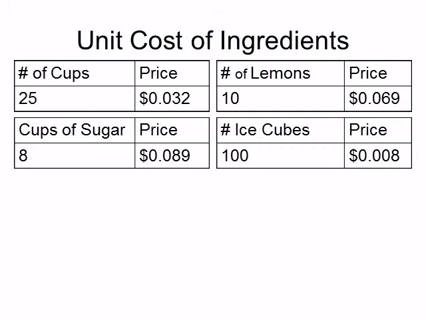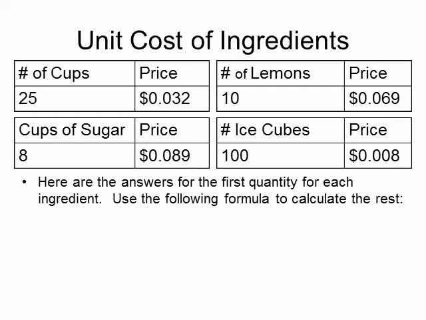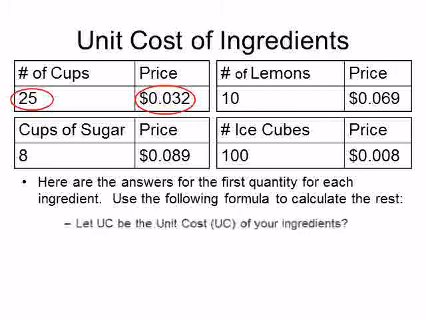Earlier, we were talking about calculating the unit cost of ingredients. Now, before, we said that for 25 cups, the cost was 80 cents. When we divide 80 cents by 25, we get 0.032 dollars, or about 3.2 cents per cup. We've also provided that for cups of sugar, ice cubes, and lemons for some of the items so that you can see how we came up with that. Did you get the same answers? If not, work through the math and see if you can adjust yours.